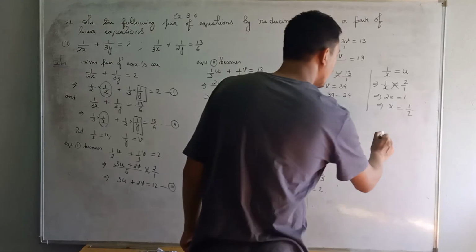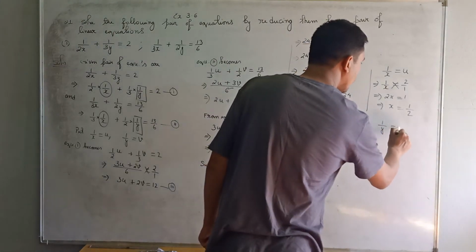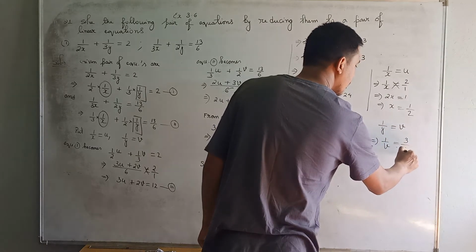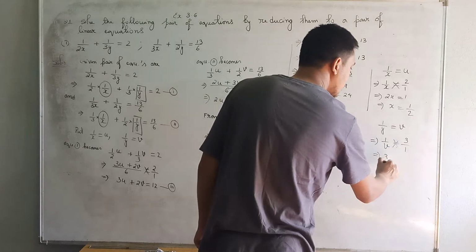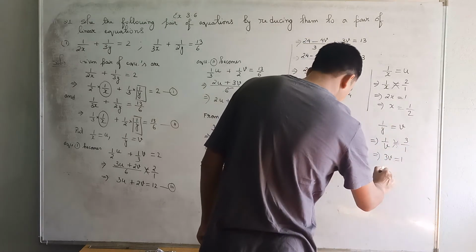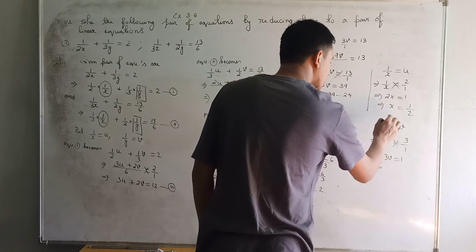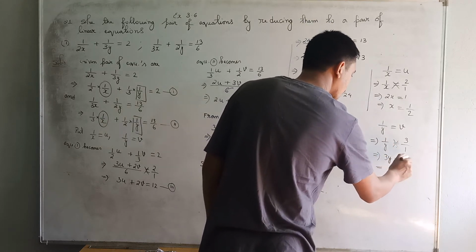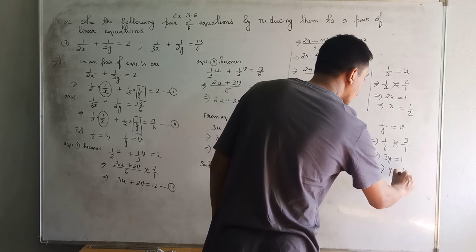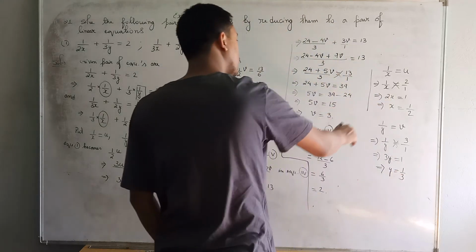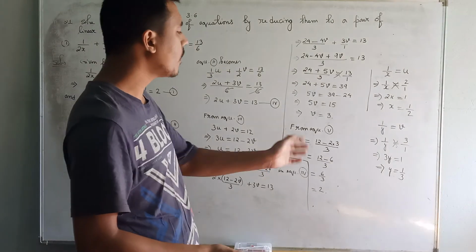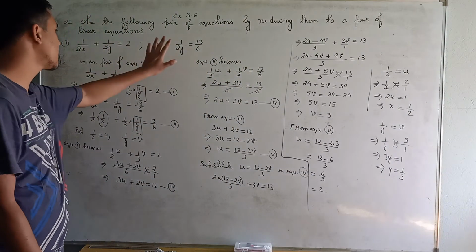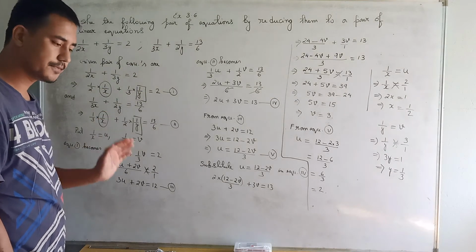The same way, you have assumed 1 by y to be v, but v we have obtained to be 3. So 1 by y is 3 by 1, and if you cross multiply, 3y will be equal to 1. That gives you y to be 1 by 3. So x equals 1 by 2 and y equals 1 by 3 are the solution for these given equations. Alright?